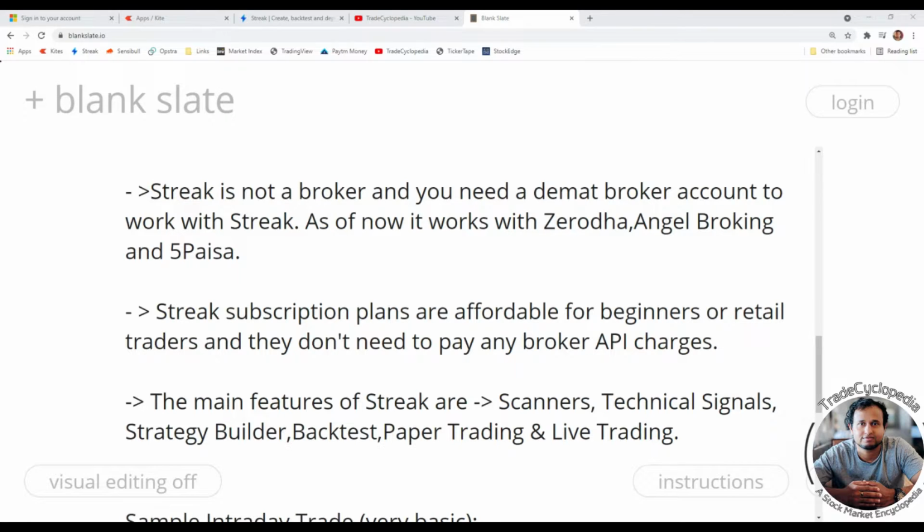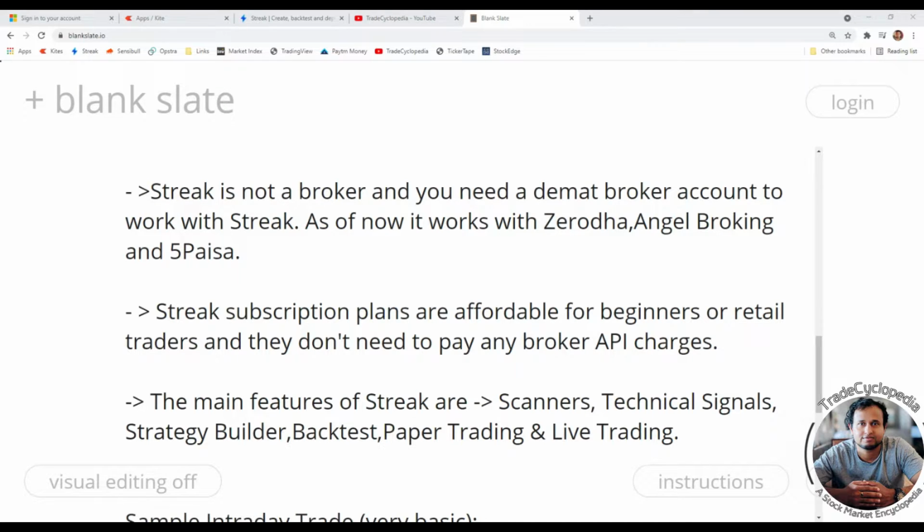And the paper trading option is just like virtual trading, so you don't need to do live trading. If you have a new strategy and it is not showing any backtest data, and you really want to test it on a live market, then instead of deploying your live capital, you can do paper trading just to understand how it works in the live market.